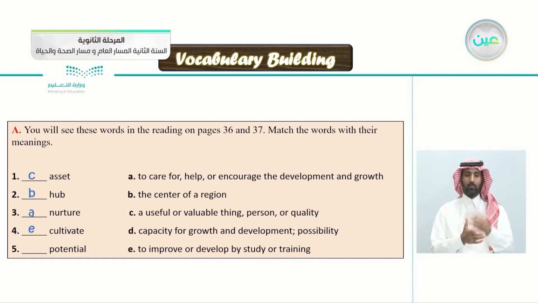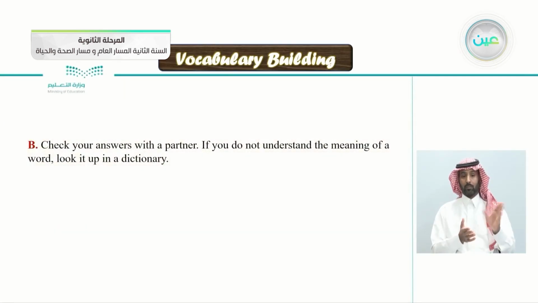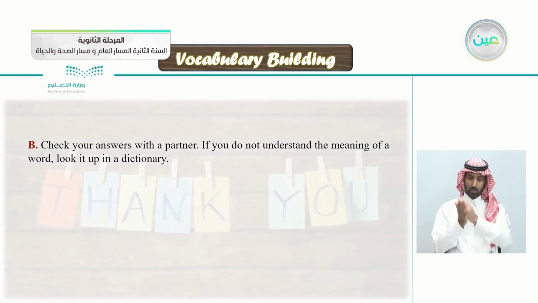Number 5, potential. Of course, it's D, the capacity for growth and development, or the possibility in the future. That means potential. So potential is D, capacity for growth and development, or you can say the possibility. Check your answer with the partner. If you don't understand the meaning of a word, look it up in a dictionary.